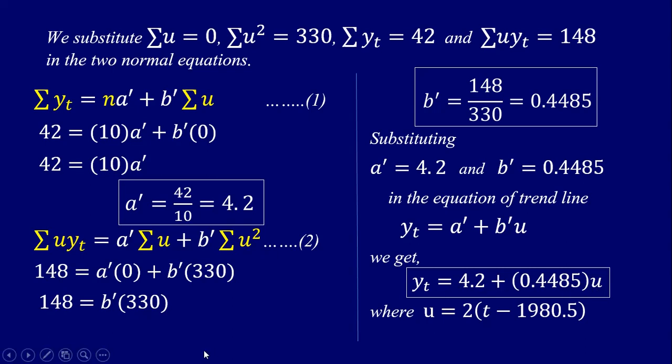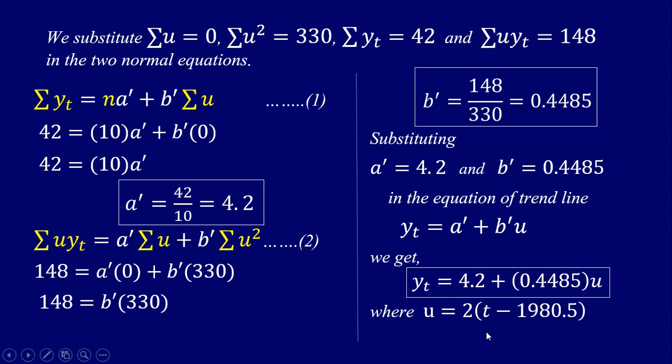Now to find trend values for the different years, we have to substitute the value of that year in place of t, and we calculate u, and we substitute that value of u in this trend equation, and we get the trend value for that particular year.